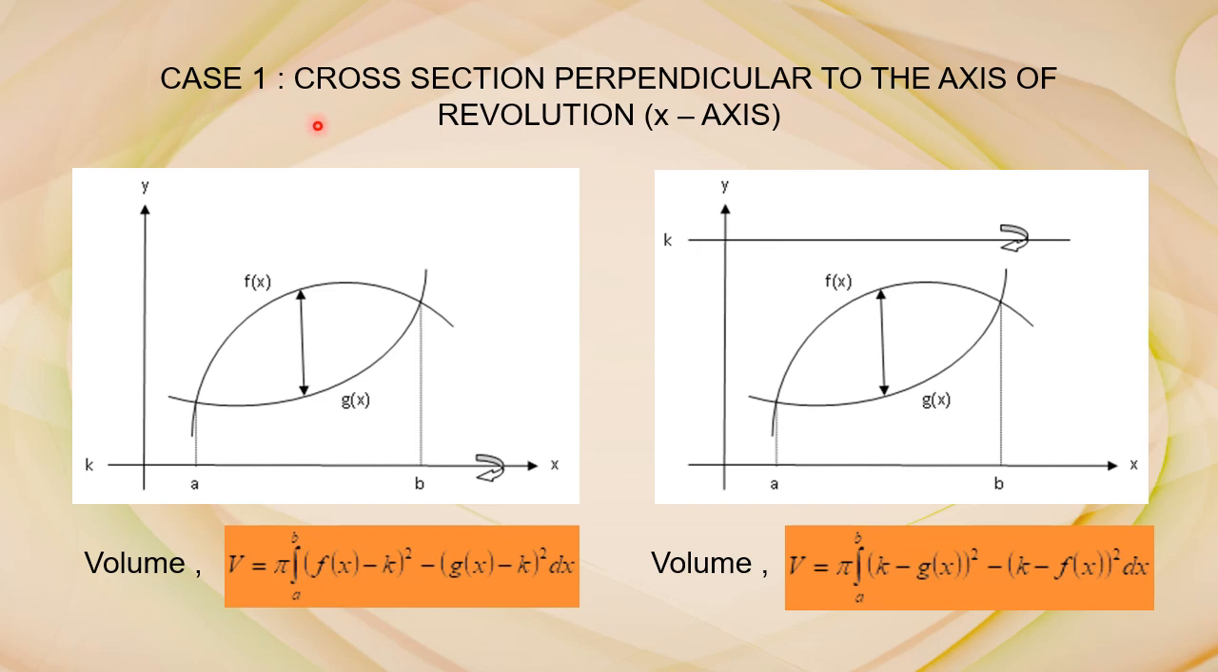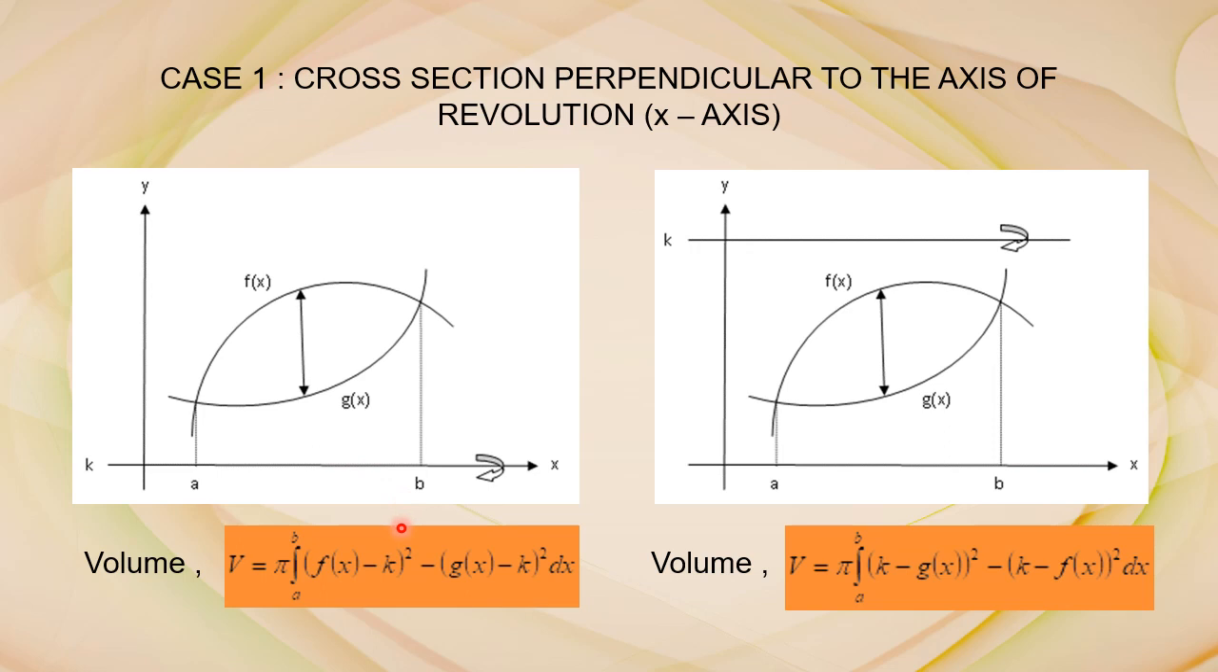Case 1 is cross-section perpendicular to the x-axis of revolution. That means x-axis. Look at our region here. We have a region between two curves f(x) and g(x), and our cross-section here is f(x) minus g(x). We want to revolve this region about the x-axis, 360 degrees. To find the volume of the revolution, we will use the washer method when our cross-section is perpendicular to the axis of revolution.